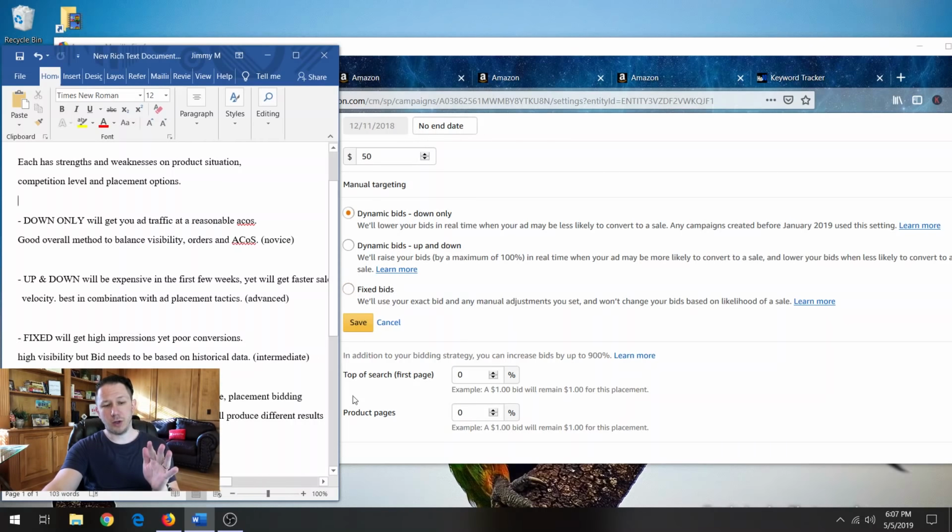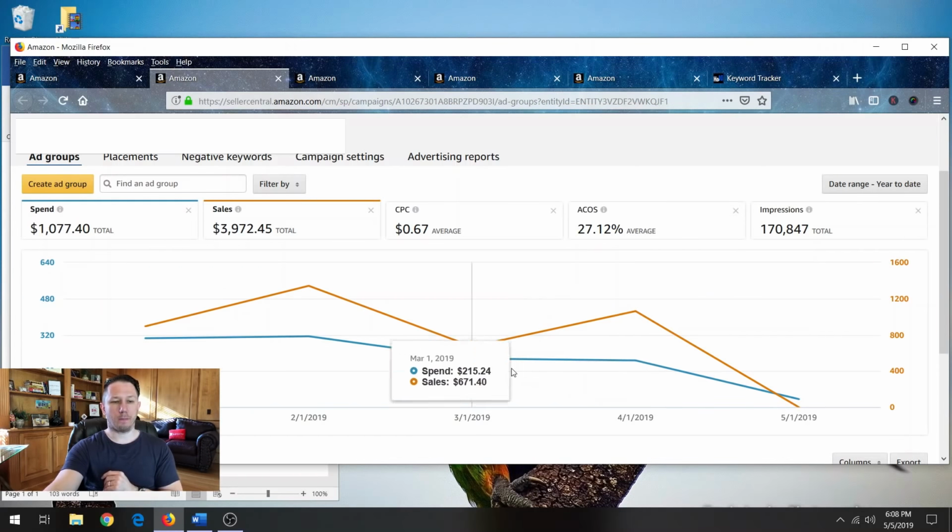So the other thing here is you can adjust your bidding here for product pages or top of search, but I'm going to show you that here on another screen. Okay, so here is the typical screen that you might be used to looking at. This specific keyword is for an ASIN. It's a product page. It's just one product, okay?